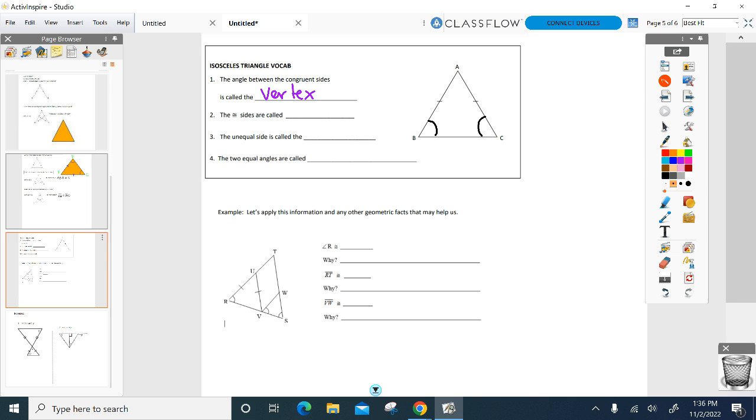The two sides that are congruent. Last time we say that. From now on, we'll refer to those as, we got two of them and we walk with them. Legs.